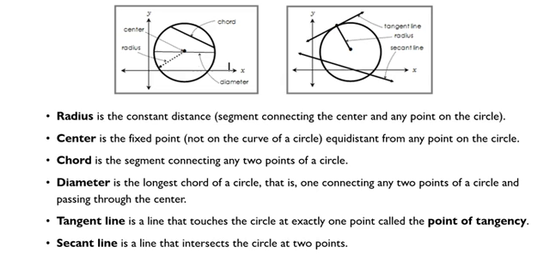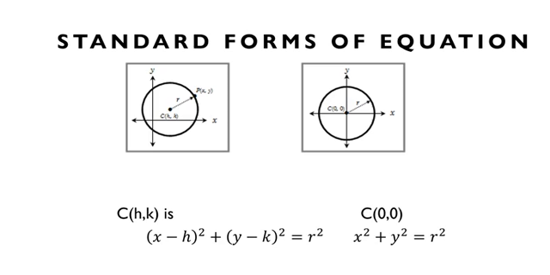So let's go to the definitions. Radius is basically the constant distance, just like what I said earlier. The center is what you call the fixed point of the circle. The chord is the segment connecting any 2 points on the circle. The diameter, as I said earlier, is the longest chord of a circle. The tangent line is the line that touches the circle at the point of tangency, at one point. And the secant line is a line that intersects the circle at 2 points.